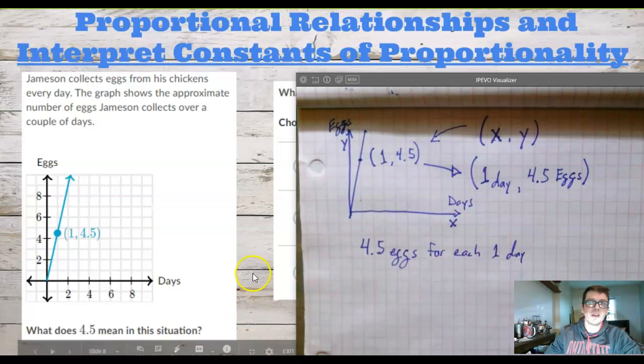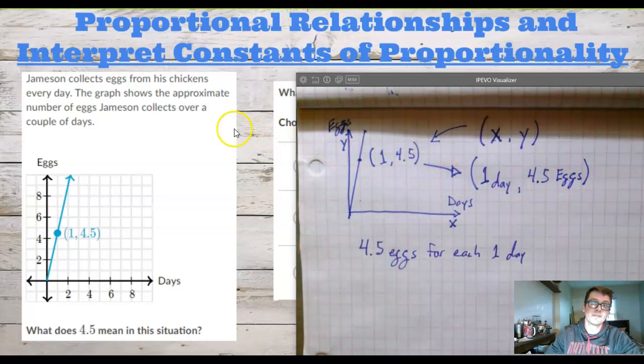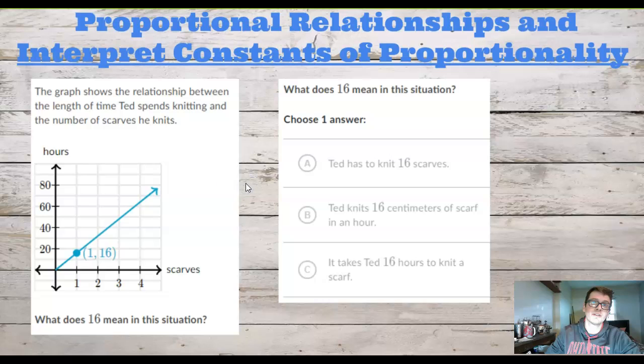So we look at the graph, we look at the labels from the axes, and we pull from the point and give labels to our numbers. Any questions on this? Because we're going to do one more and then I'm going to get you out of here. Try this. Now this point is 1, 16. You might want to jot this down because it might be part of your homework.